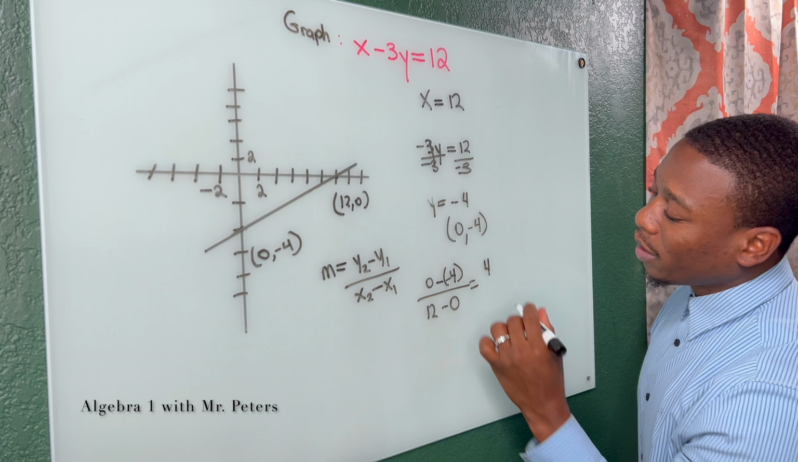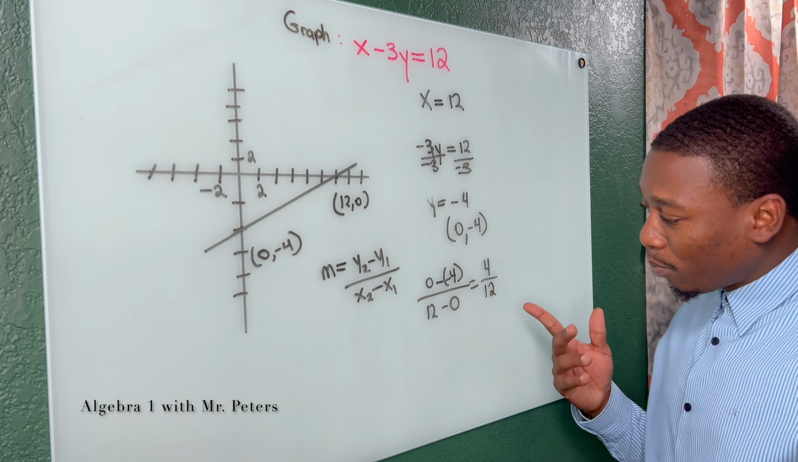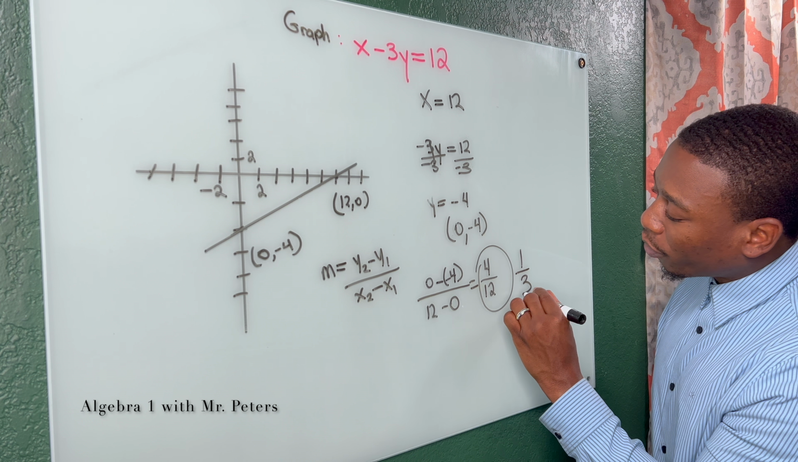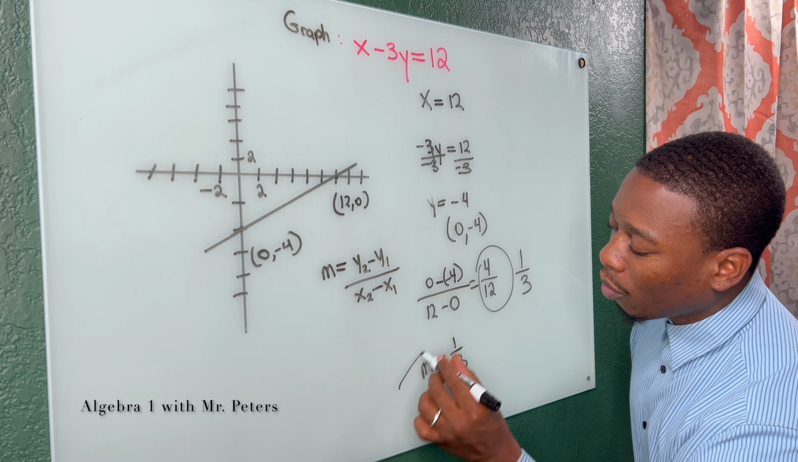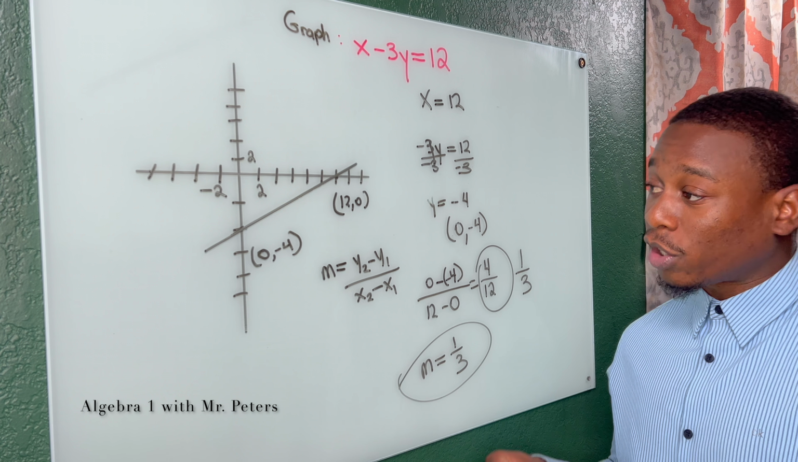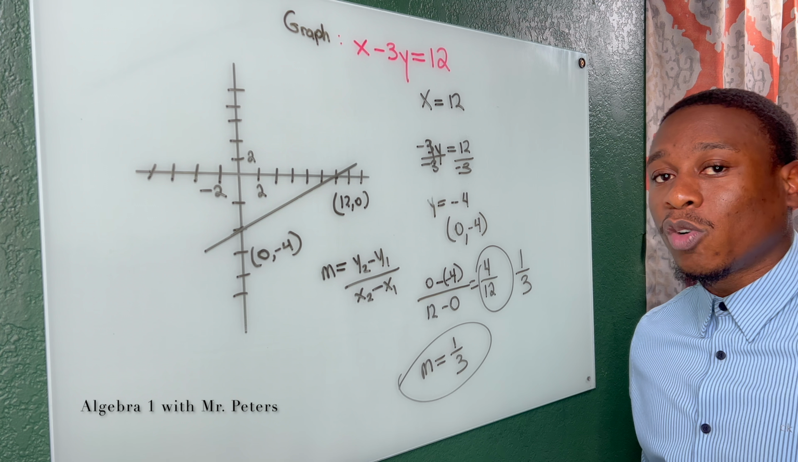So we get +4 over 12. And when we simplify this, because it's a fraction, we're going to get 1 over 3 for our slope. So we know m is equal to 1 over 3, right? Now, another way we could double check that that is correct is by switching from standard form to slope-intercept form.